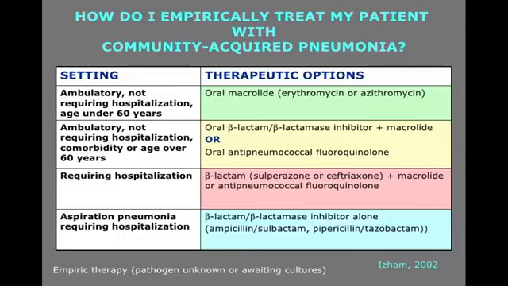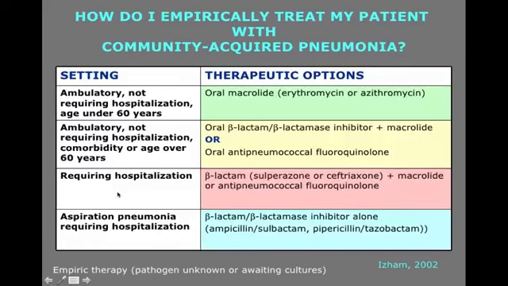So we kind of went over this, but this is how you treat a patient with pneumonia. If they're ambulatory, not requiring hospitalization, young, otherwise healthy, you can just send them home with oral azithromycin and follow-up. If they're ambulatory and don't require hospitalization, but they're over 60 years of age or have comorbidities, then you'll want to do either an oral beta-lactam with a beta-lactamase inhibitor, so something like amoxicillin clavulanate, and then a macrolide, or you can do an oral anti-pneumococcal fluoroquinolone like moxifloxacin.